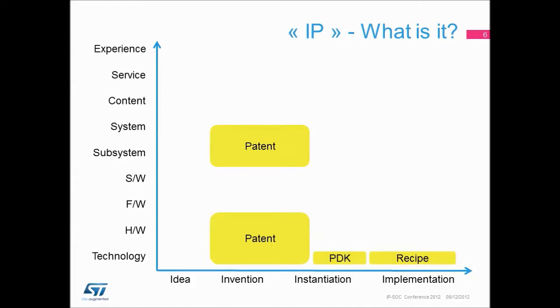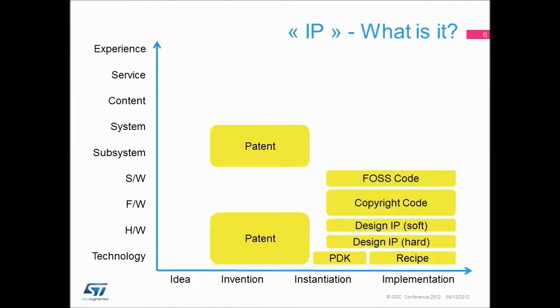Then, of course, technology. We need a PDK to start developing some SoCs. We need technology recipes and so forth. This is also something that is increasingly valuable. Then, in order to build a SoC, you have to have design IPs: hard IPs and soft IPs. Then you need some software and firmware running on it, either copyright code, i.e. proprietary code developed internally in most cases, or FOSS, free open source software, which of course is increasingly important here. And then ultimately some content that will run on these systems.